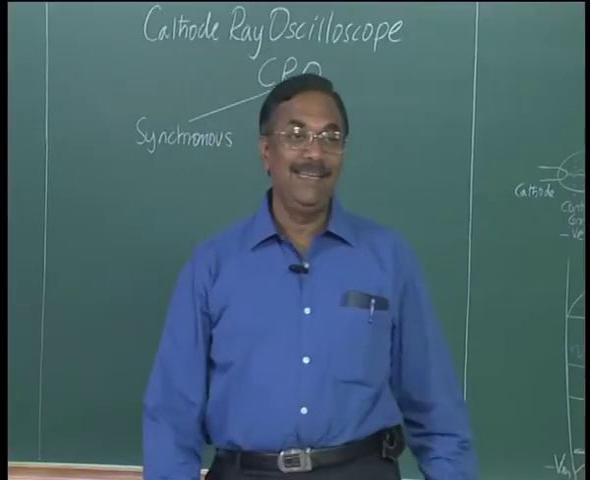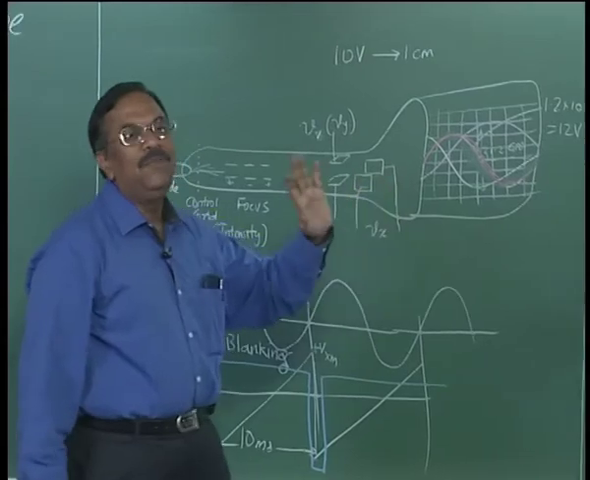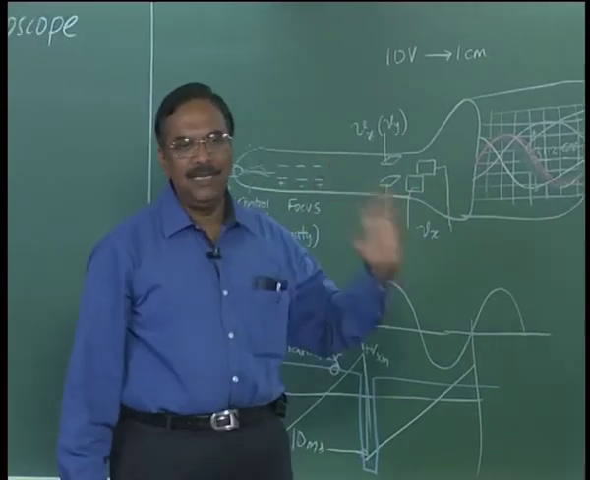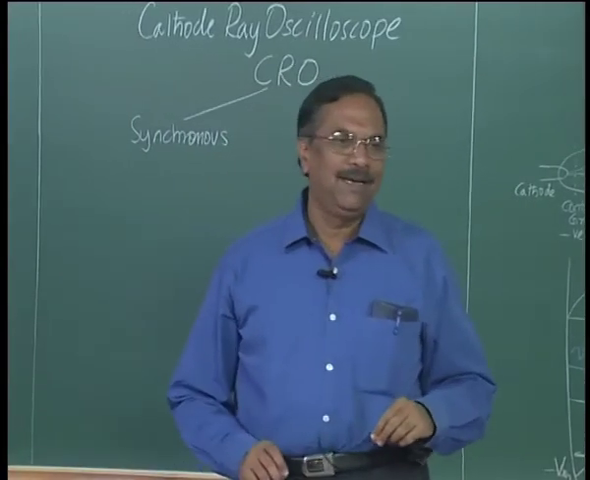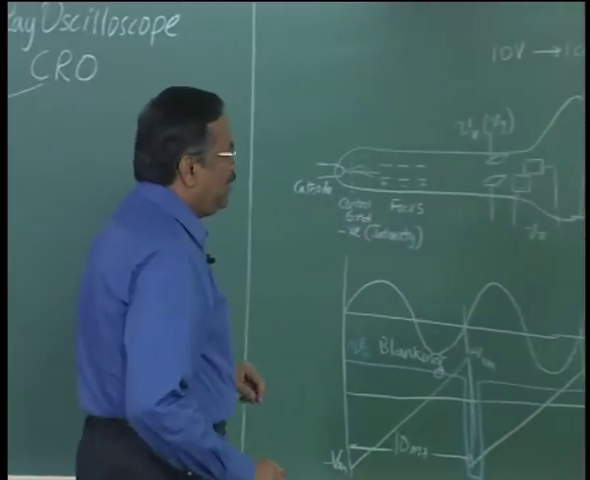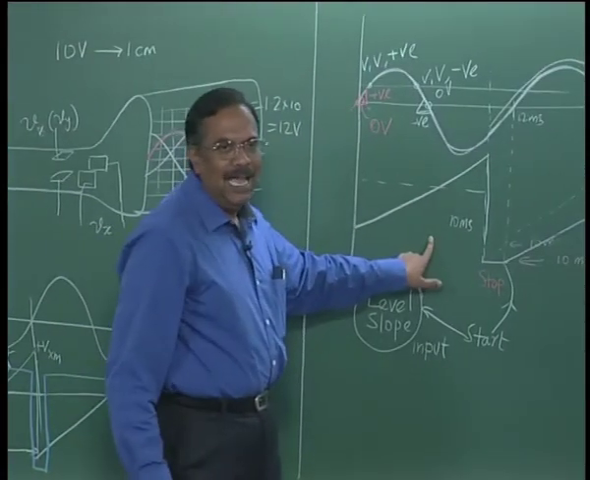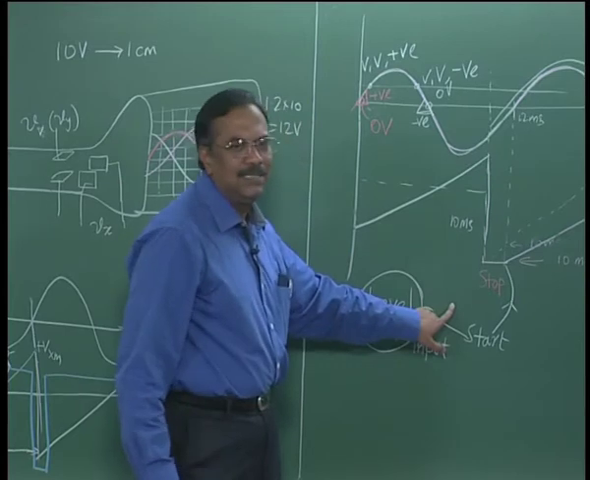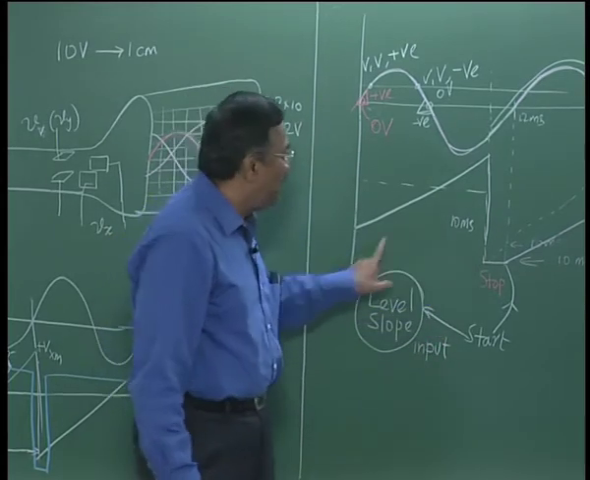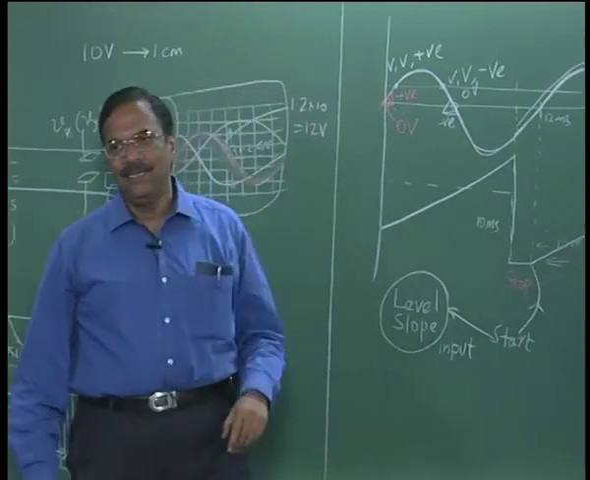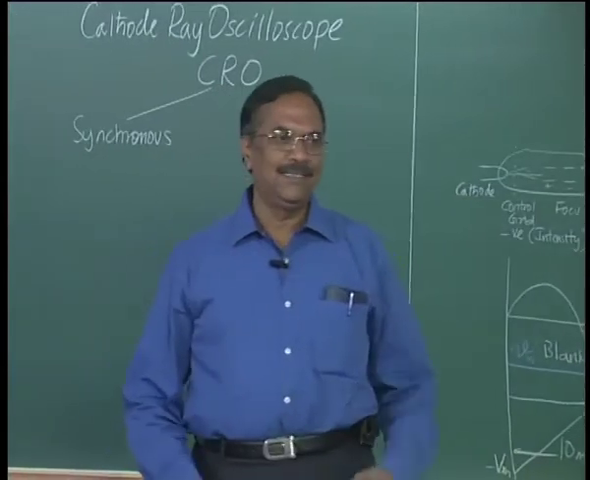So, if we do that, the same portion of my waveform will be repeated, and I will see a very stable display. Now, the sawtooth generator has to get an input to start the waveform every cycle. We call this the trigger to the generator.